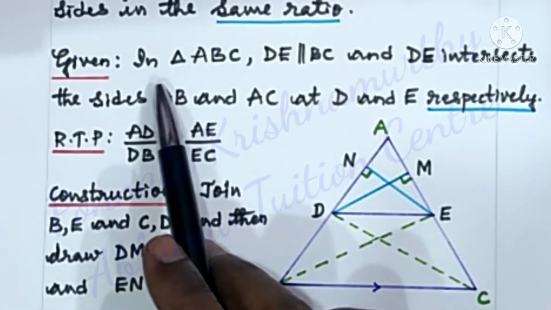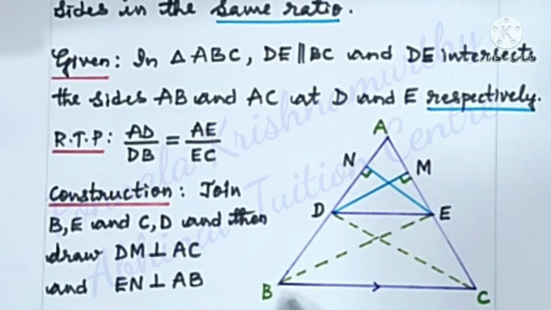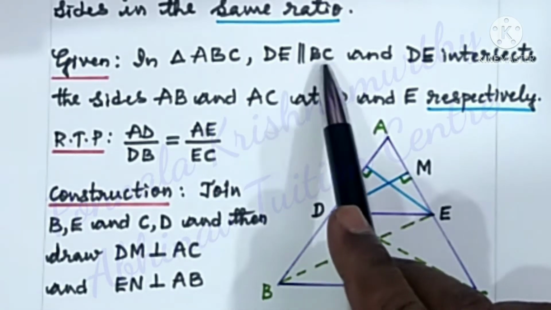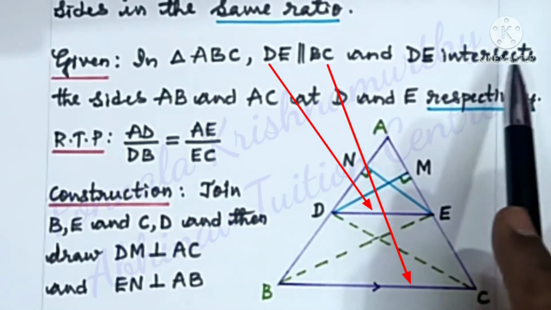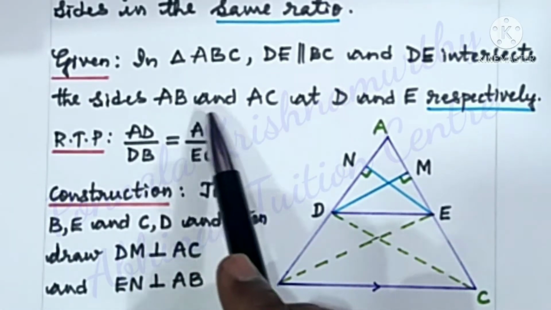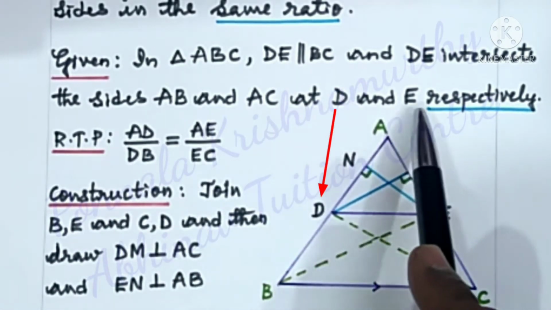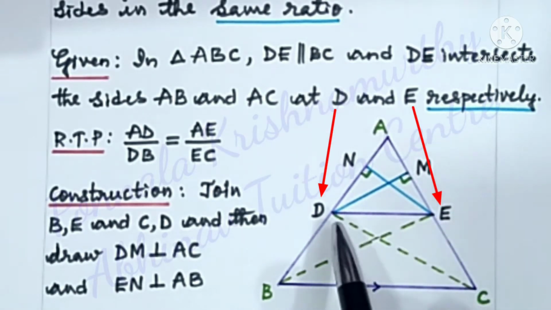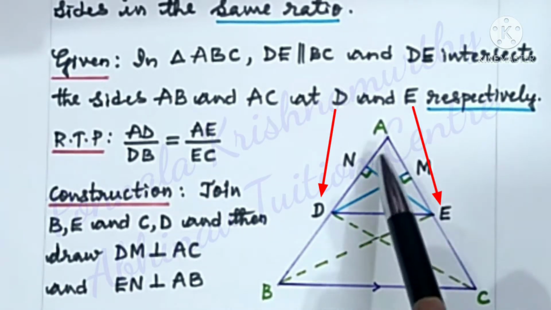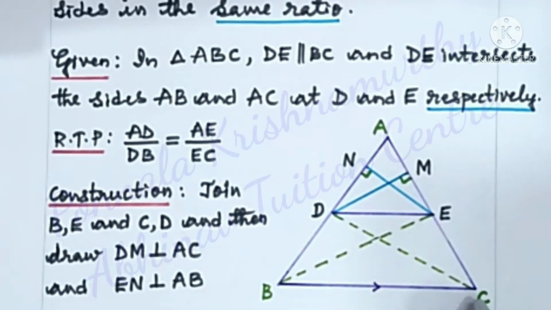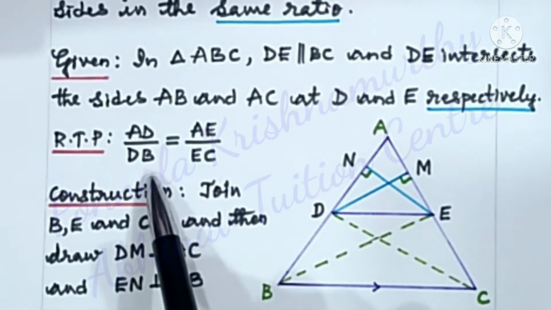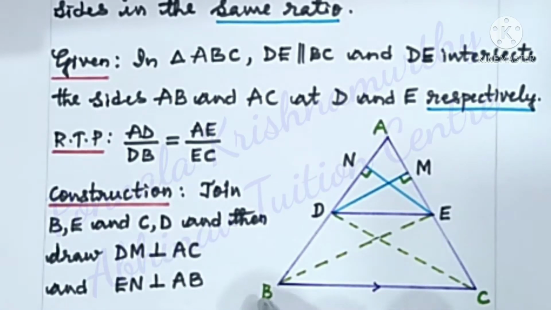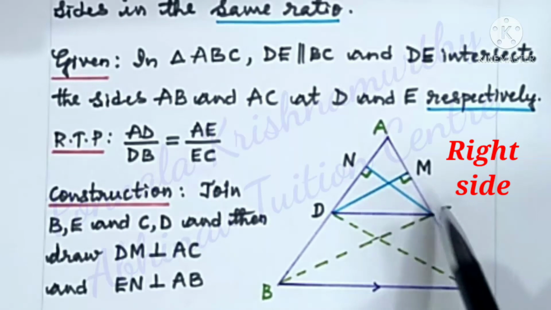Given: in triangle ABC, DE is parallel to BC, and DE intersects the sides AB and AC at D and E respectively. RTP, required to prove: AD by DB is equal to AE by EC.